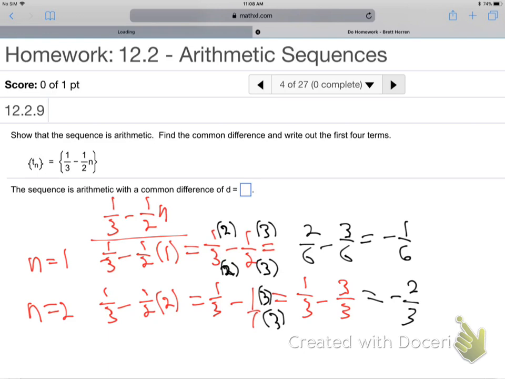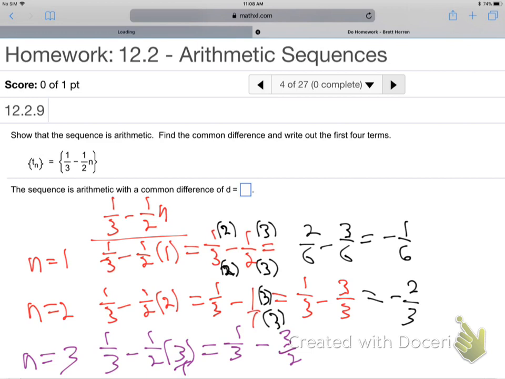So now we can go on to n equals 3. So it's 1/3 minus a half times 3. So that's 1/3 minus... What do you do with a half times 3? The 3 goes to the top, right? Are we good with that? 3 over 1. 3 goes to the top. 3 halves like that. 1/3 minus 3 halves. Whole numbers are always over 1, so they go to the top, right?